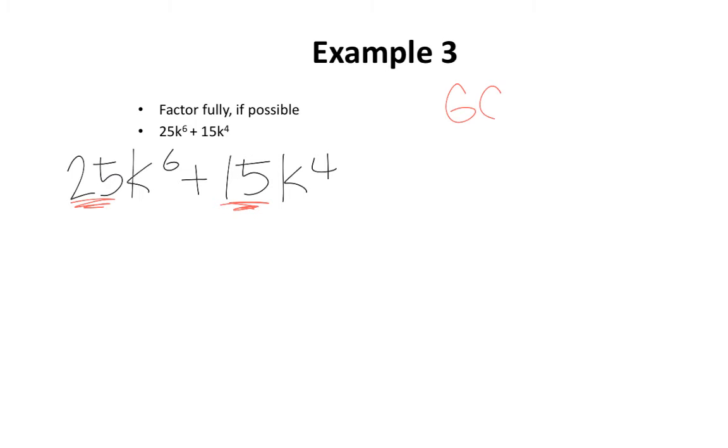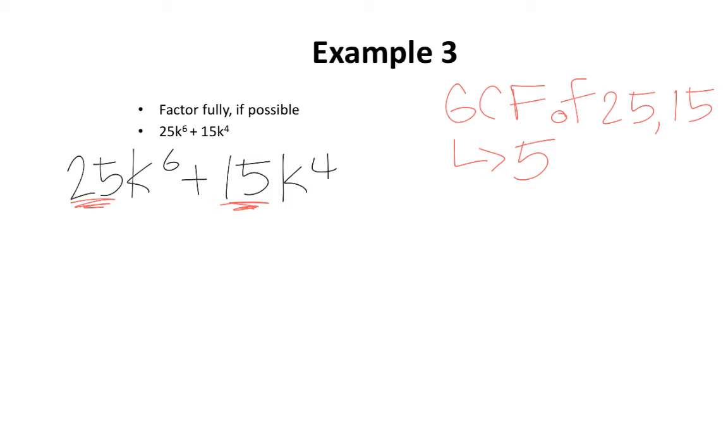In our third example, we want to factor the expression 25k to the power of 6 plus 15k to the power of 4. The first thing I want to do is rewrite my question. 25k to the power of 6 plus 15k to the power of 4. Let's take a look at the numbers that are in these two terms. I have a coefficient of 25 here, and I have a coefficient of 15. Let's find the greatest common factor of 25 and 15. You can use prime factorization, or you can use your times tables. The greatest common factor of 25 and 15 happens to be 5.